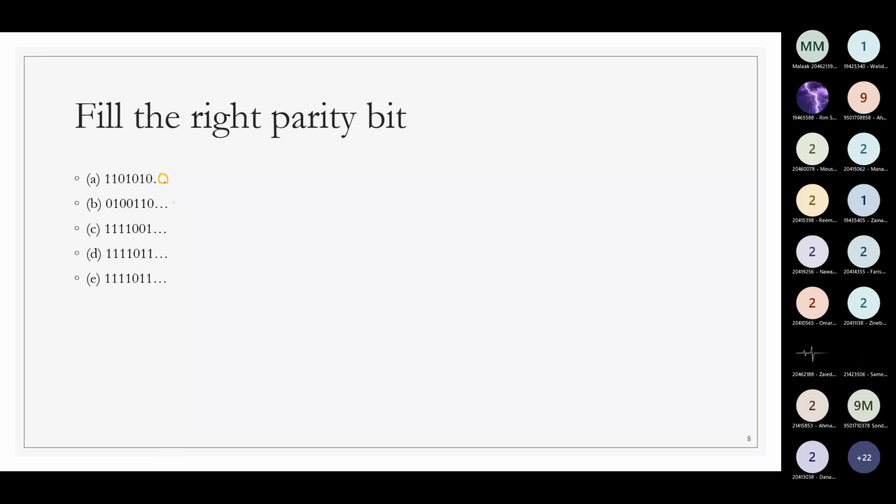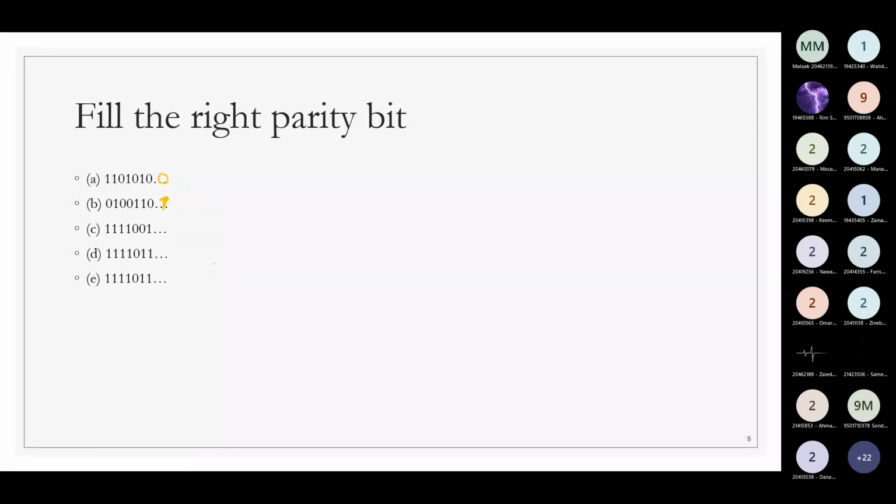Now for B, what is the right parity bit for B? First, you need to count the number of ones. It is 1, 2, 3. 3 is an odd number, so we need to add 1 here to make the number of ones even. Is it clear? Okay, good.